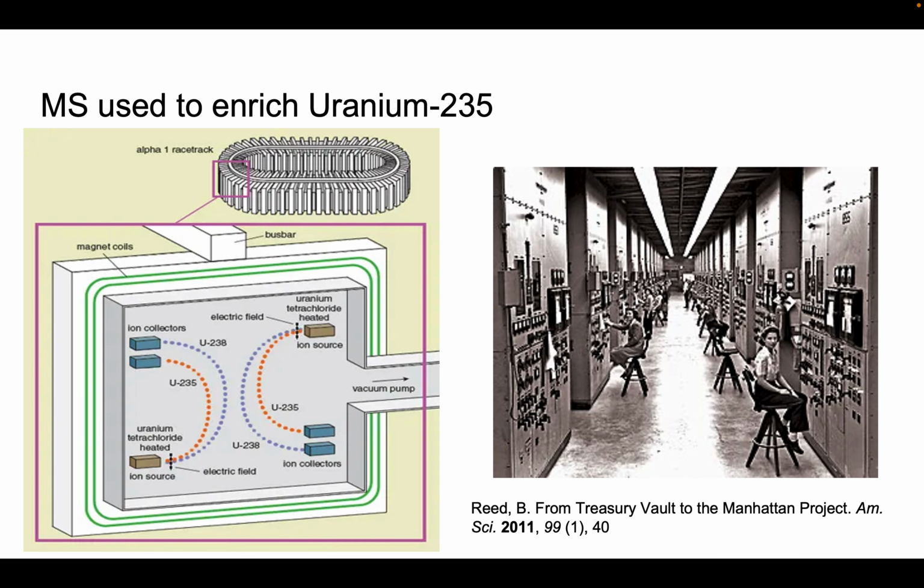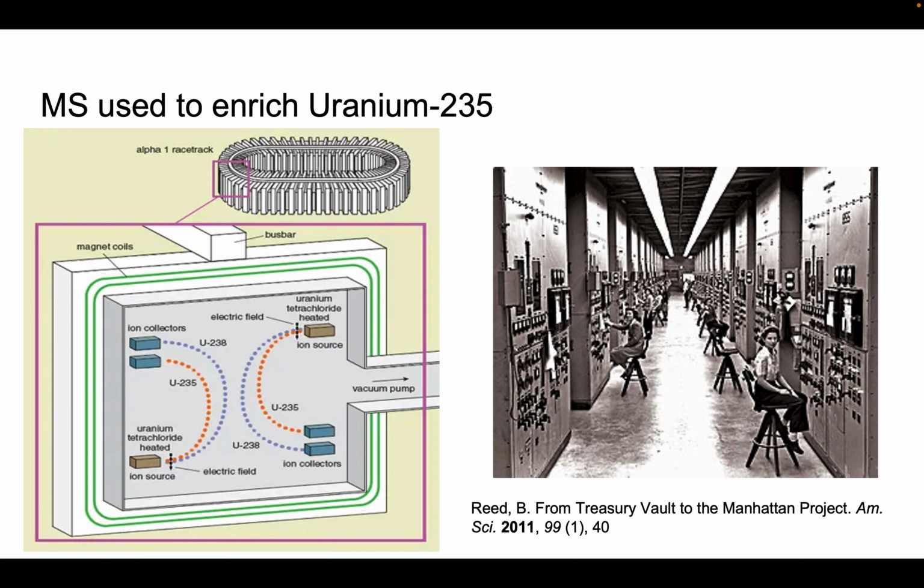During World War II, mass spec was used to enrich uranium-235. Uranium tetrachloride was used because other uranium-containing compounds such as uranium oxide were corrosive to the calutrons used. This is an example of a calutron, and each individual line here is one calutron used in this really big racetrack.